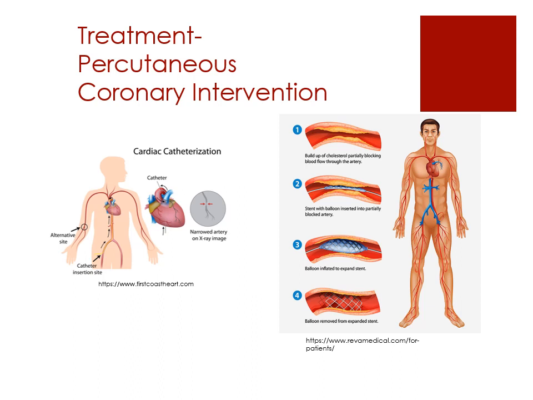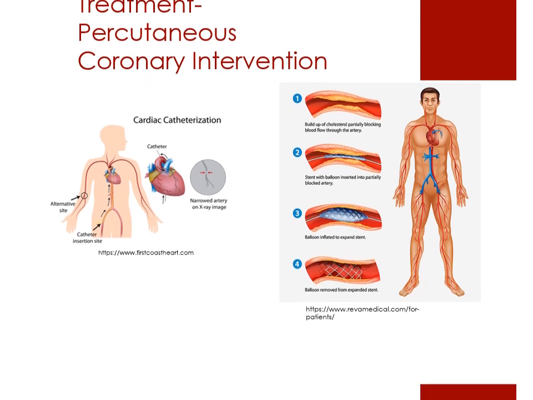Also, PCIs are only used for one vessel. It is not used for multiple vessels. We'll talk about CABG a little later on in this lecture. That is the one that we use for multiple vessels. But PCI is only used for one significantly or severely occluded vessel, and we're trying to prevent a myocardial infarction or death of the tissue. How does PCI work? Let's look at the next slide.